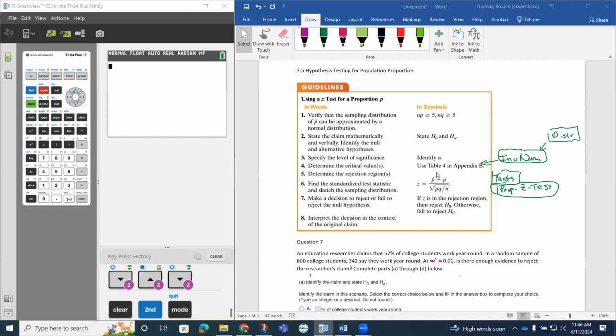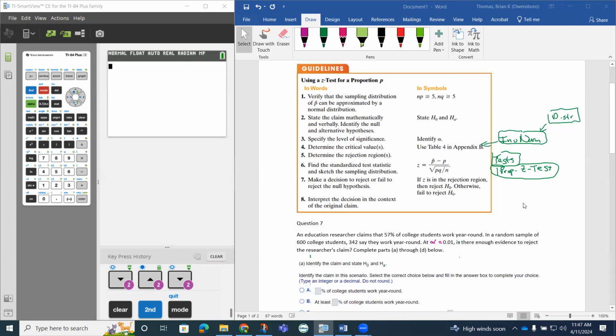Again, we're not going to use a table. We're actually going to use our calculator using inverse norm, which is under the distribution menu. And then for the standardized statistic, we're not going to use this formula either. We're actually going to, again, use our calculator, and go to where it says 1-PropZTest, and that's under our test menu under stats. So we're going to use some calculator things here. And then using this, we're going to decide whether or not to reject or fail to reject our null hypothesis.